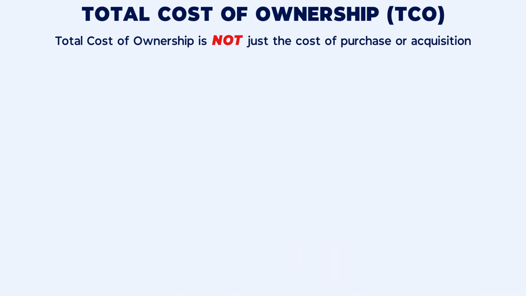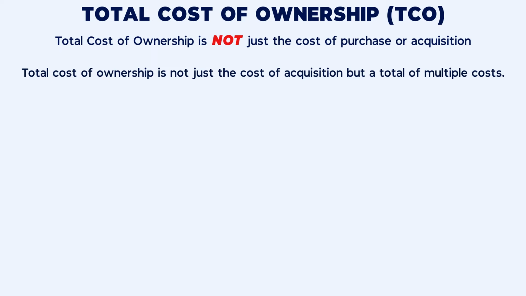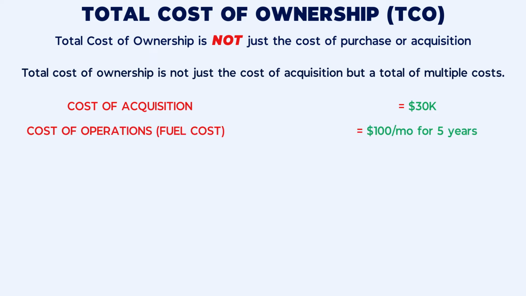In this case, let's say Mr. X stops using the car after 5 years or sells it. Then the total cost of ownership needs to take into account the cost of acquisition, operations, and maintenance. So let's look at that. His cost of acquisition was $30,000. The cost of operations is the fuel cost, which was $100 per month. So for 5 years, it is 100 into 12 into 5, which is $6,000.